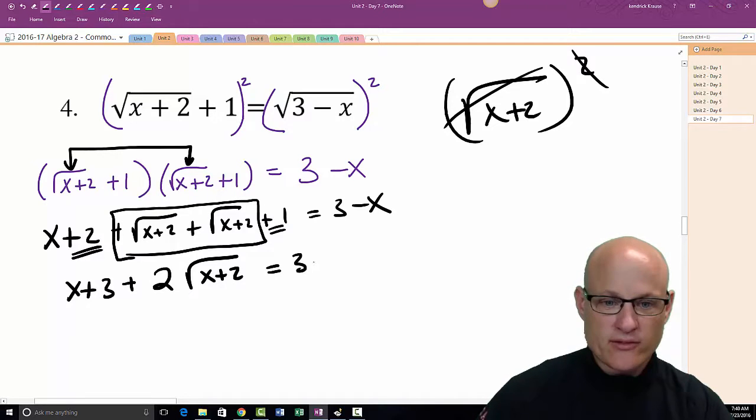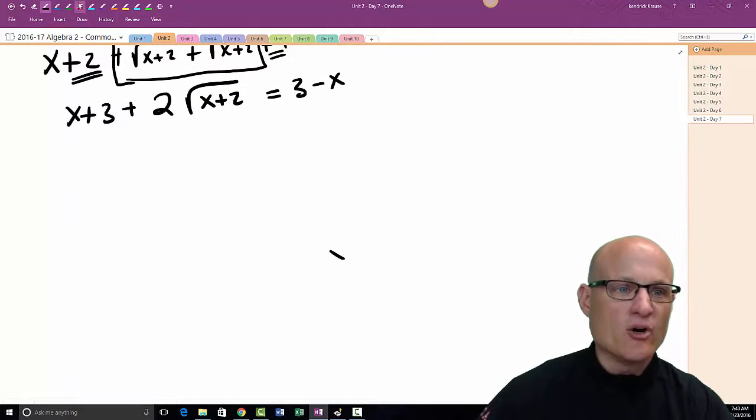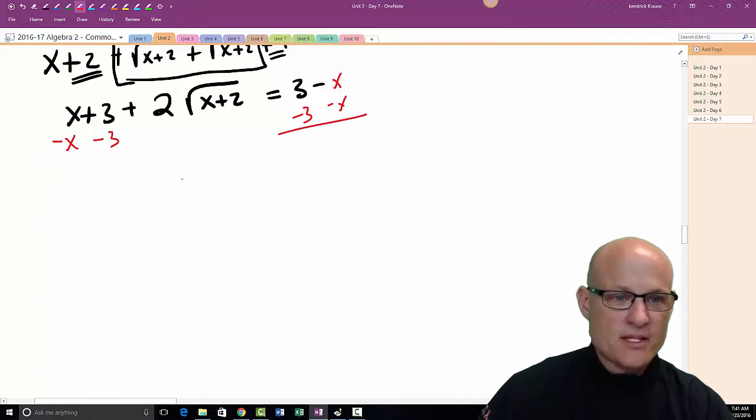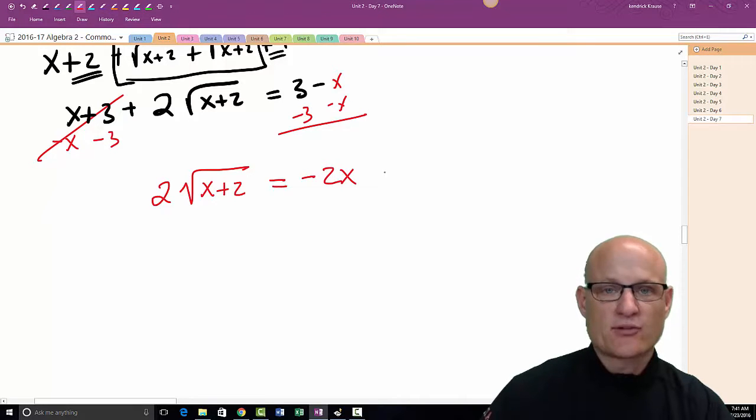Equals 3 minus x. All right, let's bring everything over. So we're going to subtract x and subtract 3. This was an x here. I'm going to subtract x and I'm going to subtract 3. So I end up with 2 square roots of x plus 2 equals negative 2x.